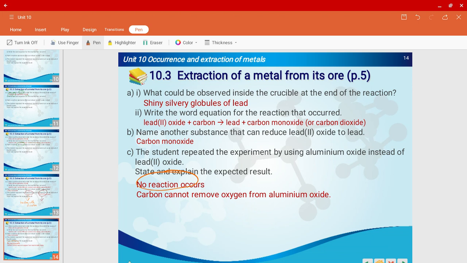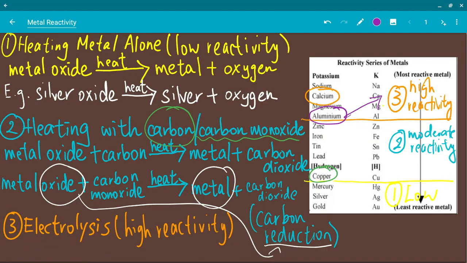All right. So this is a summary of how you could extract metals from its ore. The 3 methods, I repeat: heating the metal alone for those that have low reactivity, heating with carbon or carbon dioxide for those that have moderate reactivity, and finally, electrolysis is for those metals that have high reactivity.